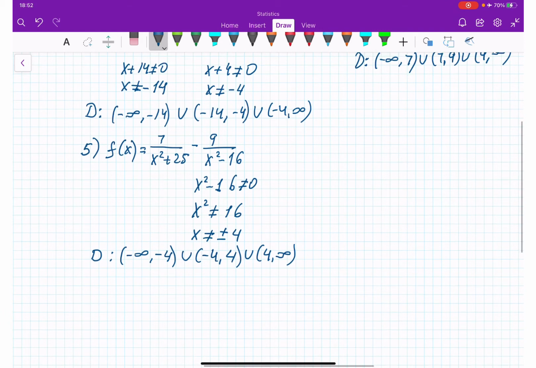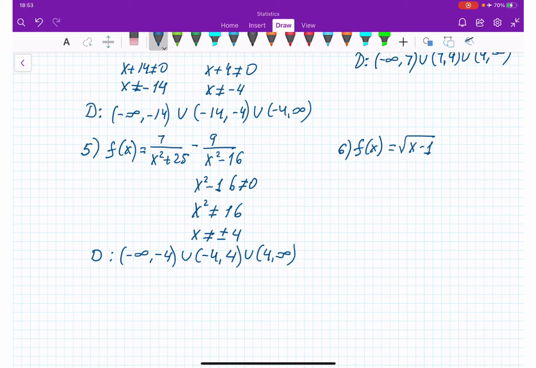Question number 6. f of x is equal to the square root of x minus 1. Remember what I told you. As long as all real numbers are in the expression, excluding division, where x is present in the denominator, or a radical with an even degree, which is a square root also. A radical with degree 2 is a square root, right?